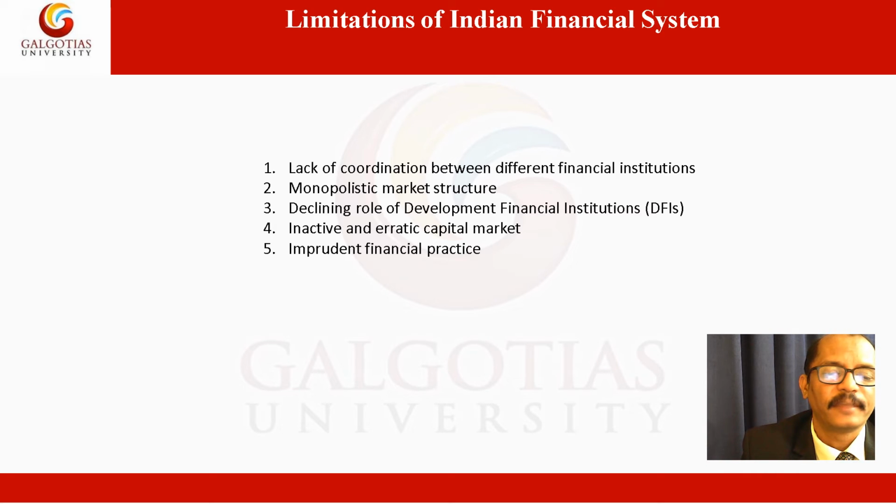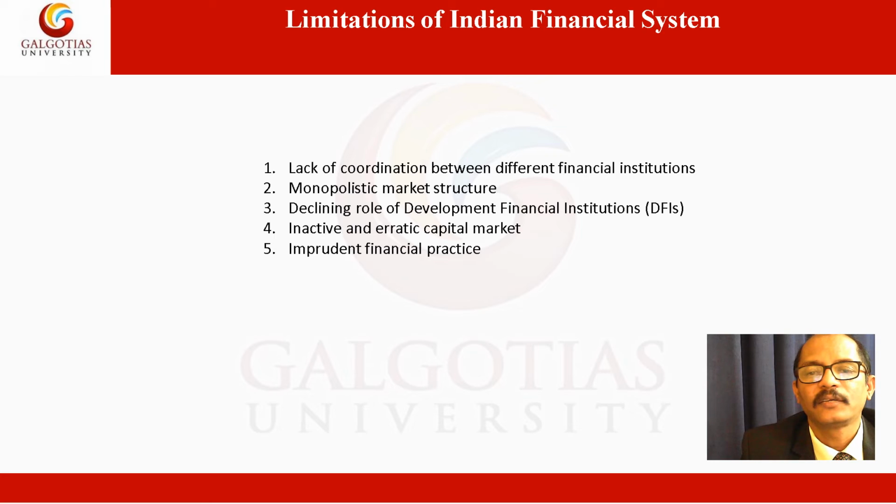The third is the declining role of development financial institutions in India. Since earlier, after the independence, development financial institutions played a very important role in development of industries in India, as they were providing direct finance to industries and the greenfield projects. But since liberalization, as universal banking came into picture and many of the DFIs were converted into universal banks, the role of development financial institutions in India is declining. And because of this, many greenfield projects are still finding themselves short of capital.